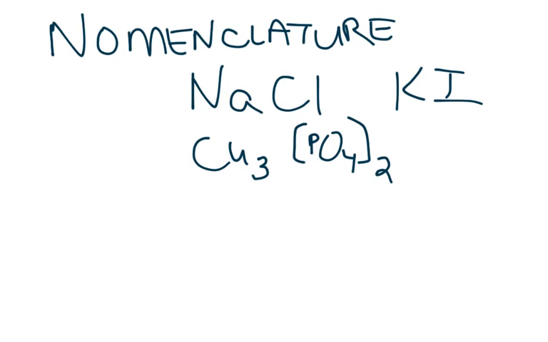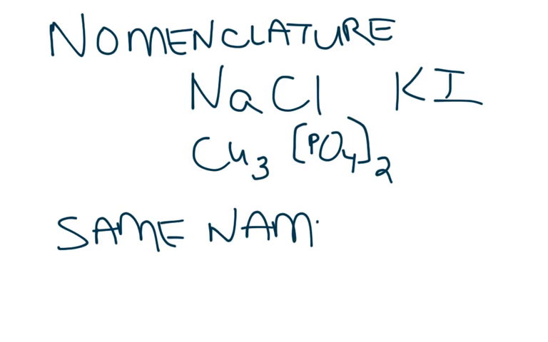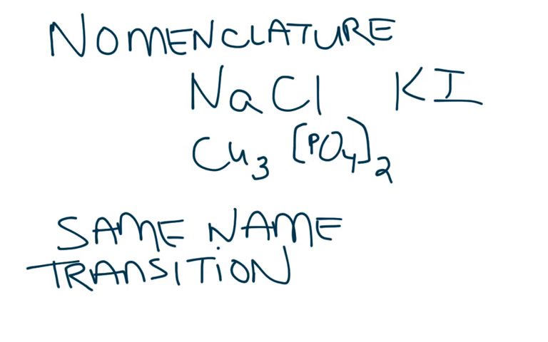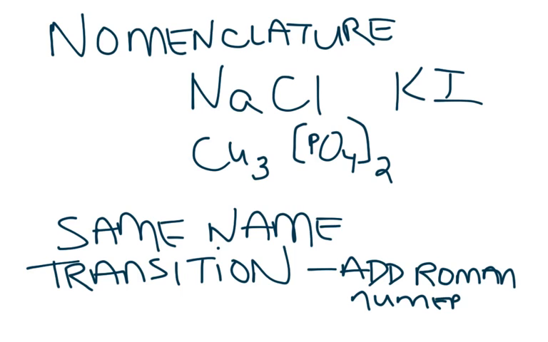So, when you're naming the cation in chemistry, it is going to be the same name as the metal. You're not changing it. You're not adding anything to it. It stays exactly the same. Now, if it is a transition metal, remember they've got different charges. So make sure you add the Roman numeral. That's a really important thing to remember.